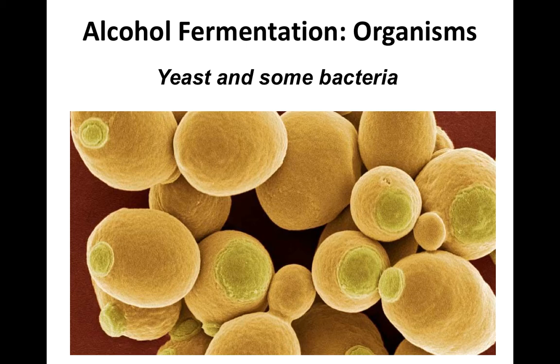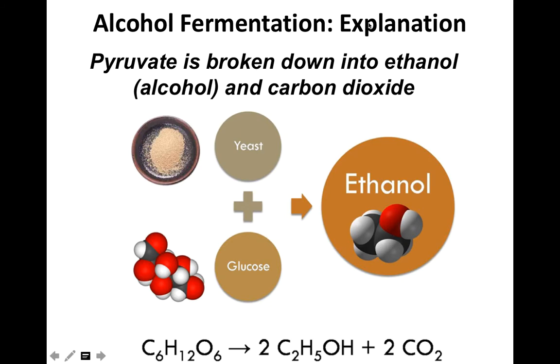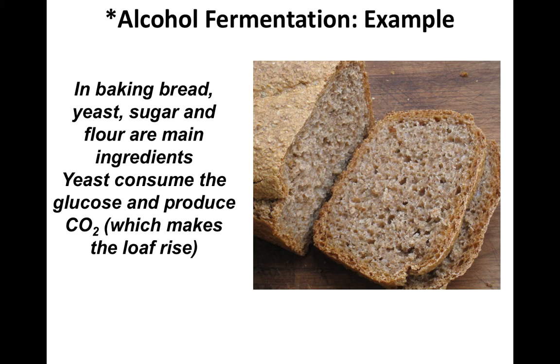Let's talk a little bit about what is happening here. A brief summary. That pyruvate that was created in glycolysis is actually going to be broken down into ethanol, which is an alcohol, okay, and carbon dioxide. All right, so it's going to be broken down into ethanol and carbon dioxide. I know I'm talking fast. I'm sorry. All right, so how exactly does this work?